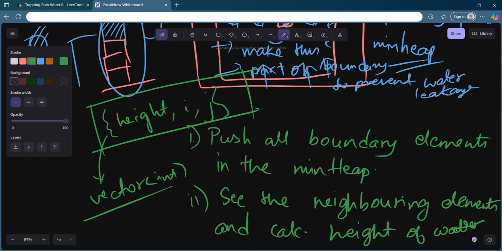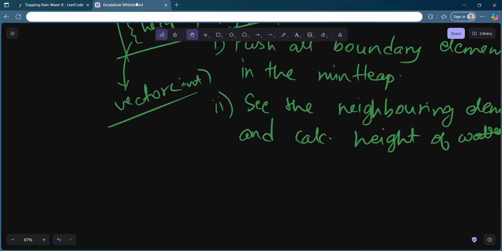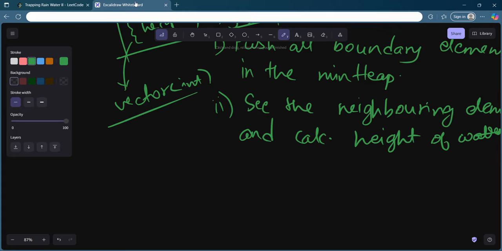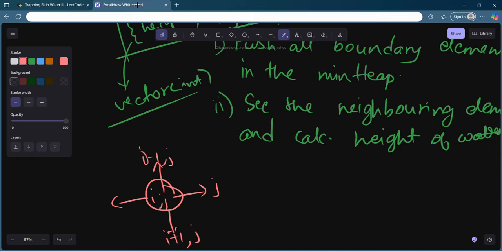Now in order to traverse the 4 directions, I will use a direction vector also. I hope you already know about these direction vectors in graph problems. I want to use these 4 directions. If my cell is i comma j, what will be the neighboring cells? This will be i plus 1, j. This will be i minus 1, j. This will be i, j plus 1. This will be i comma j minus 1. These will be my neighboring cells.